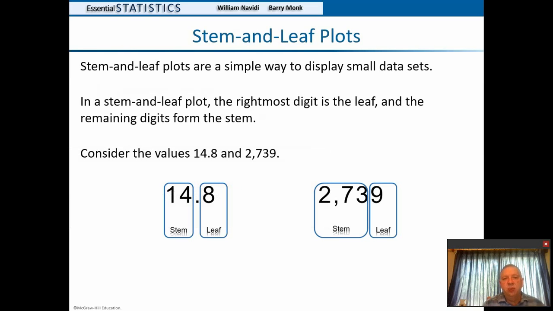Consider 14.8 and 2,739. For the 14.8, the 14 is going to be our stem. The 8 is going to be the leaf. Right now, it doesn't mean anything to us, but once we put it all together, it will. For 2739, I'm going to take the tens digit, put that over into our leaf spot. The 273 is now going to be our stem. So how does that look?